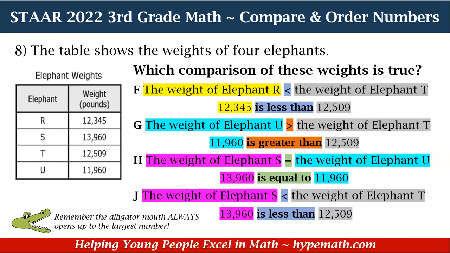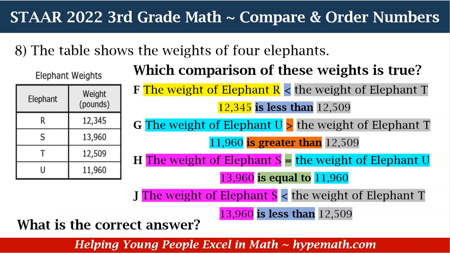Answer choice H. The weight of elephant S is equal to the weight of elephant U. So is 13,960 equal to 11,960? And lastly, J. The weight of elephant S is less than the weight of elephant T. So it's 13,960 less than 12,509. And just as a friendly reminder, the alligator mouth always opens up to the largest or the biggest number.